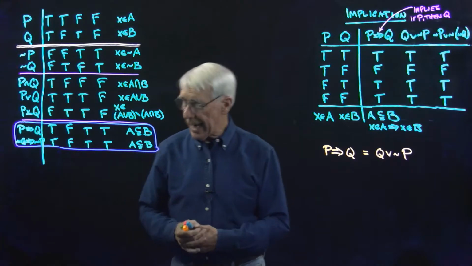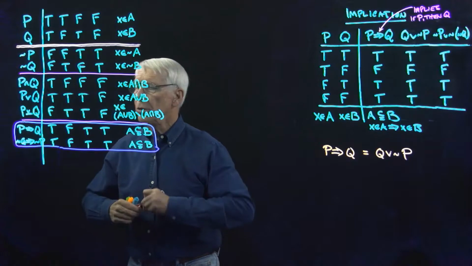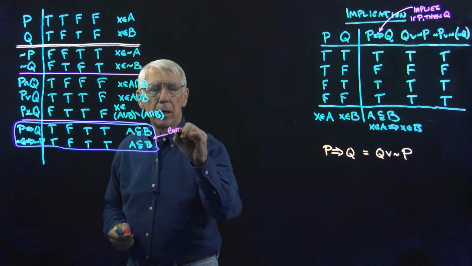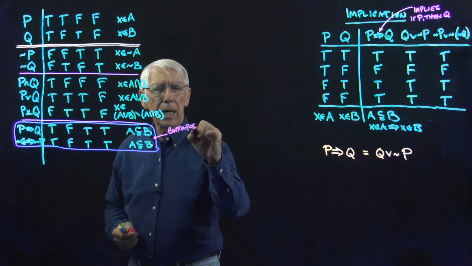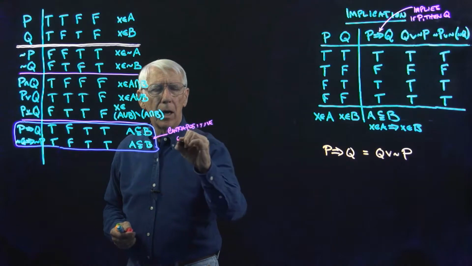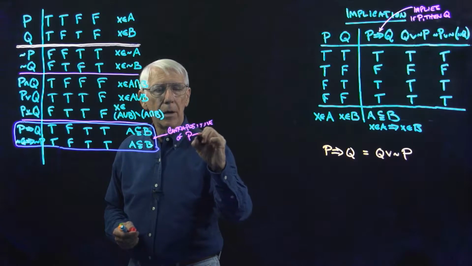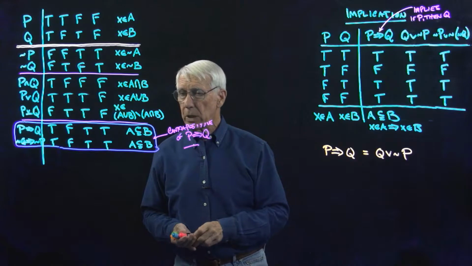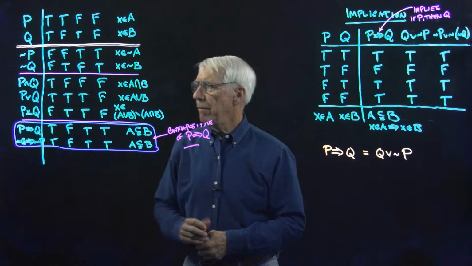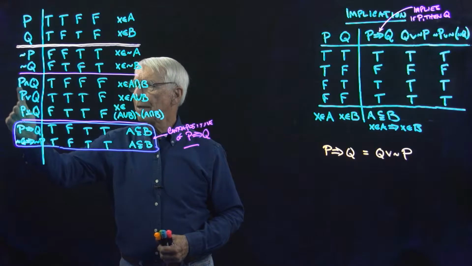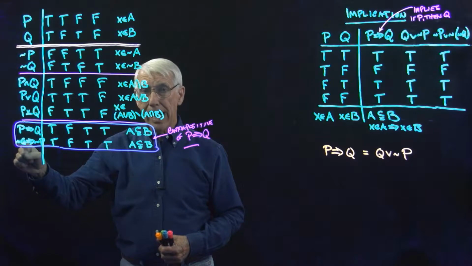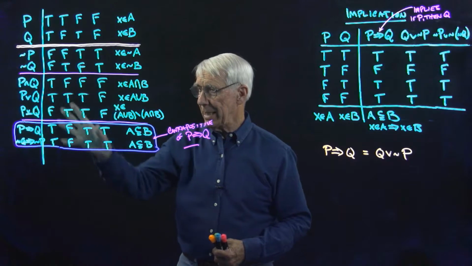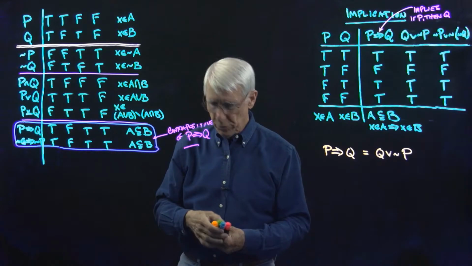So let's actually write that in here too. This is the contrapositive of P implies Q. So now we have 1, 2, 3, 4, 5, 6, 7, 8, 9. Well, not 9 because these are identical. So we have 8 of the 16 possible combinations of truth values.